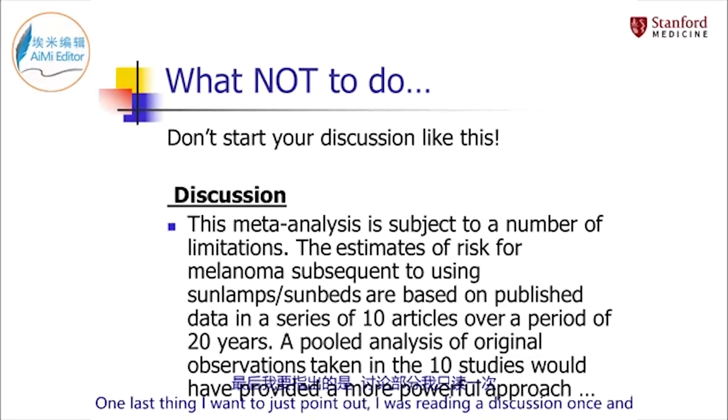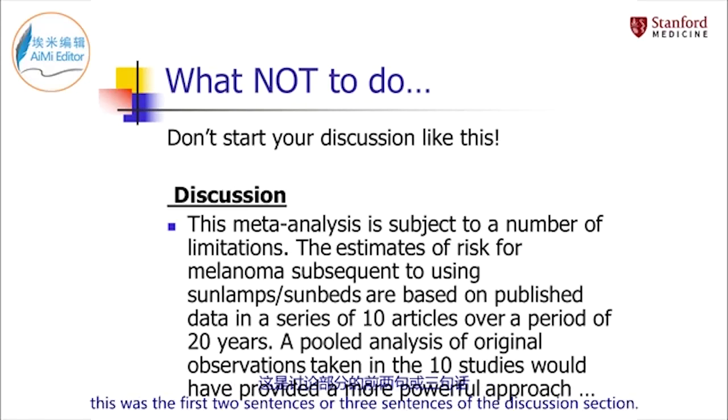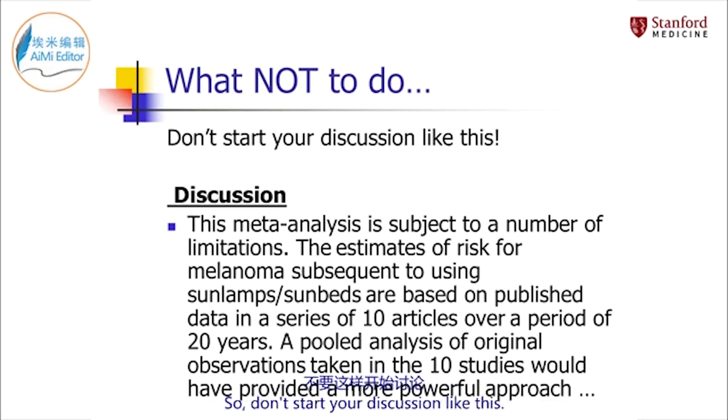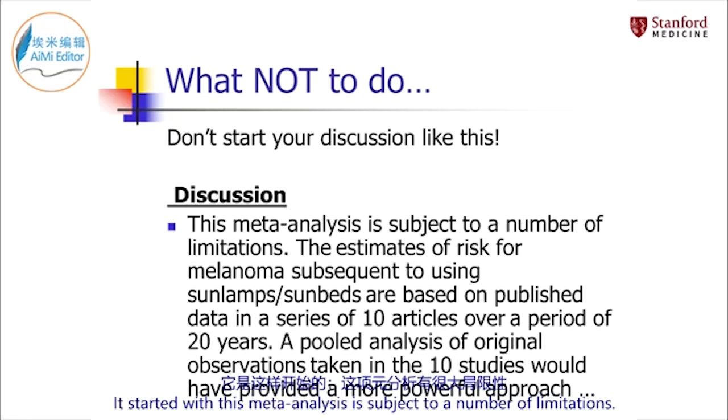One last thing I want to point out. I was reading a discussion once, and this was the first two or three sentences of the discussion section. So don't start your discussion like this. It started with, "This meta-analysis is subject to a number of limitations." Don't start your discussion section with the limitations. Start with "we found" or "this study shows," and then bury the limitations section several paragraphs down.